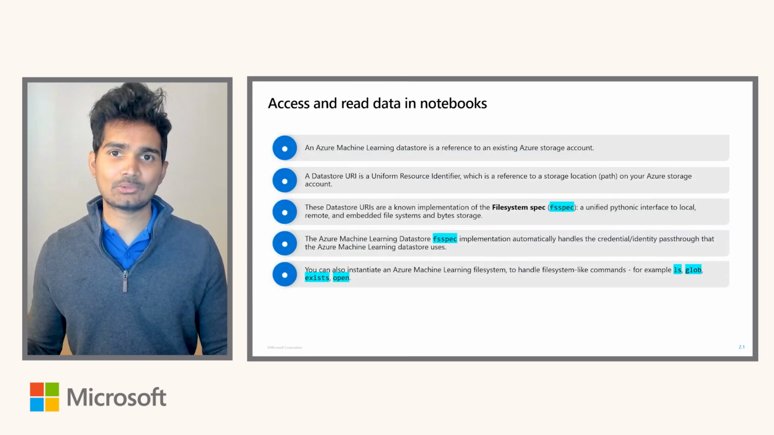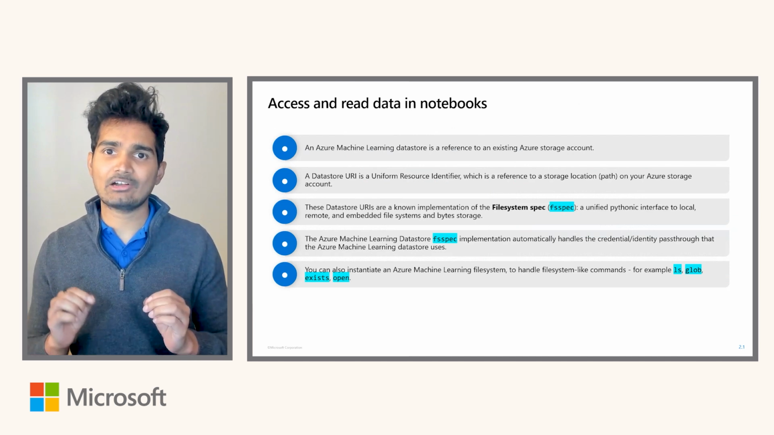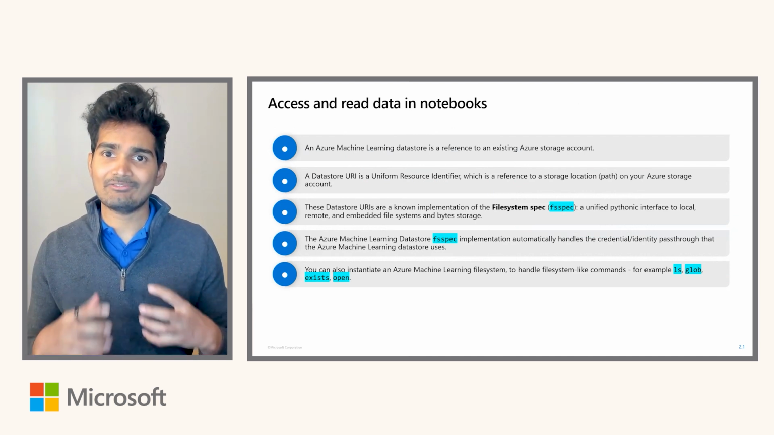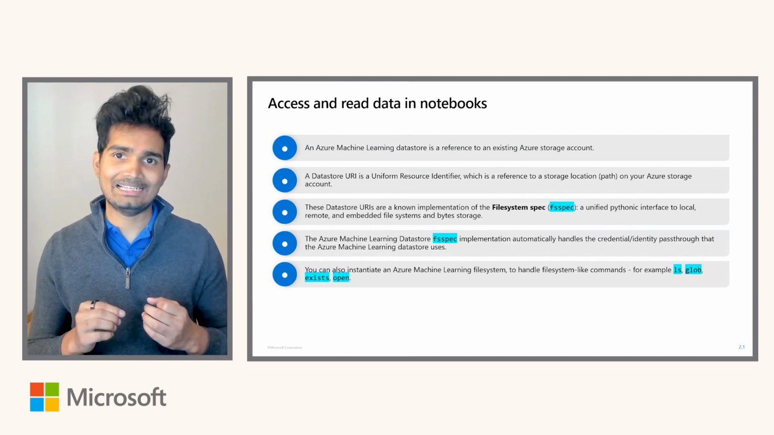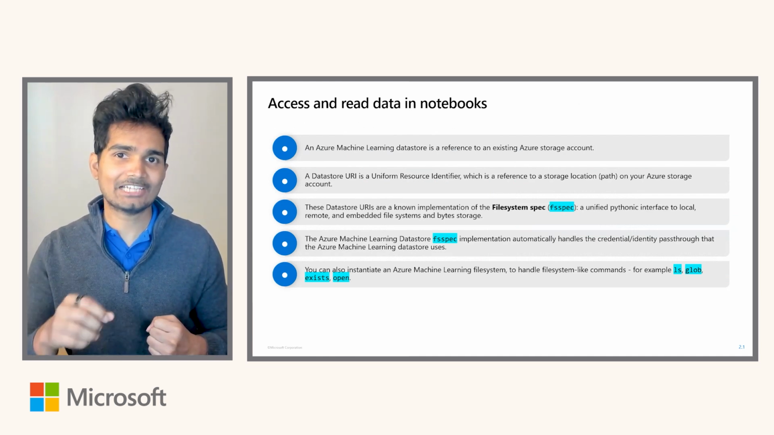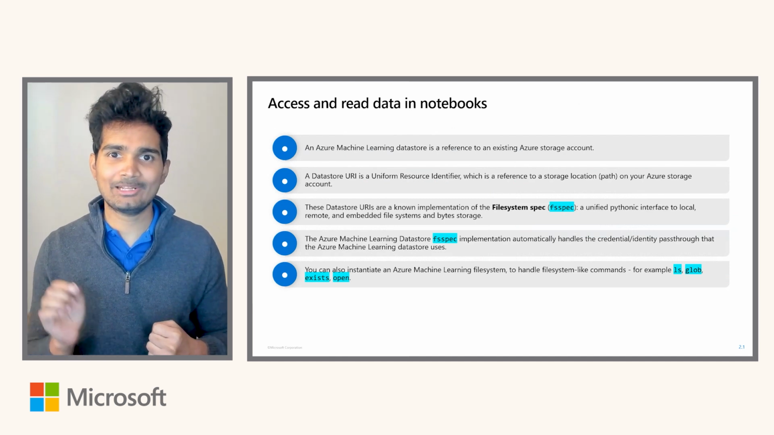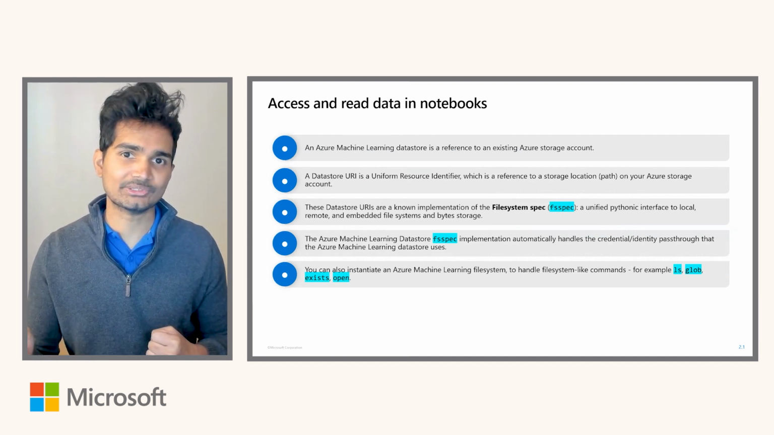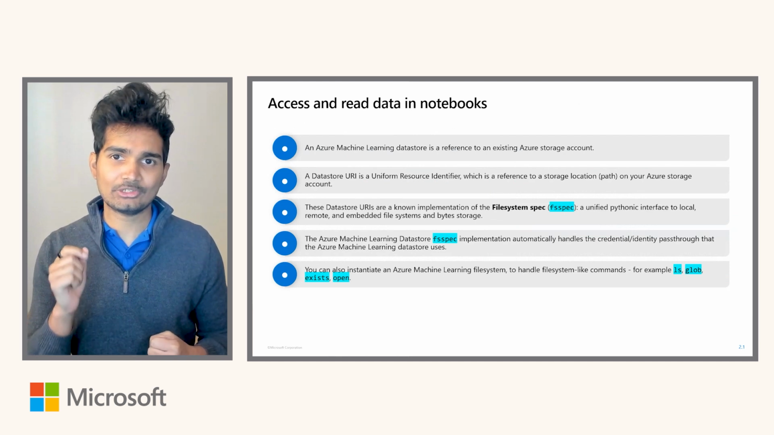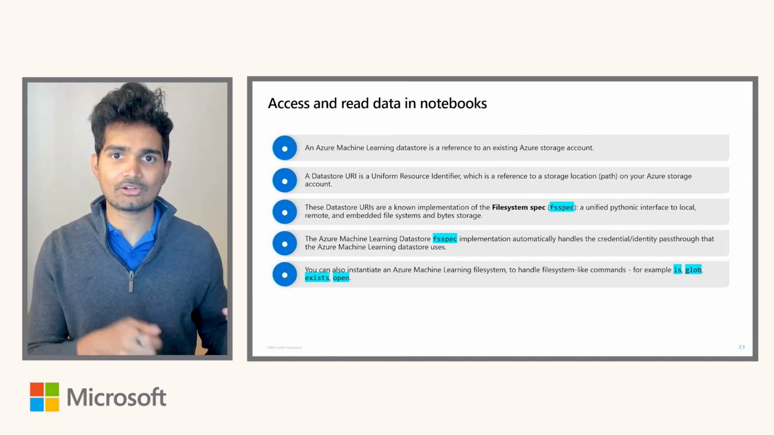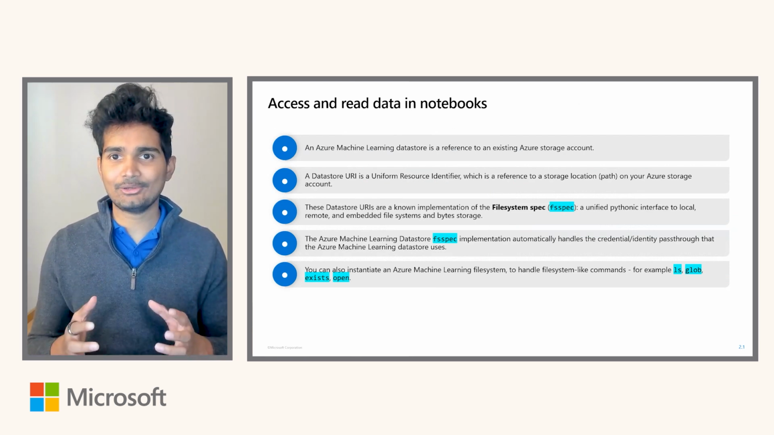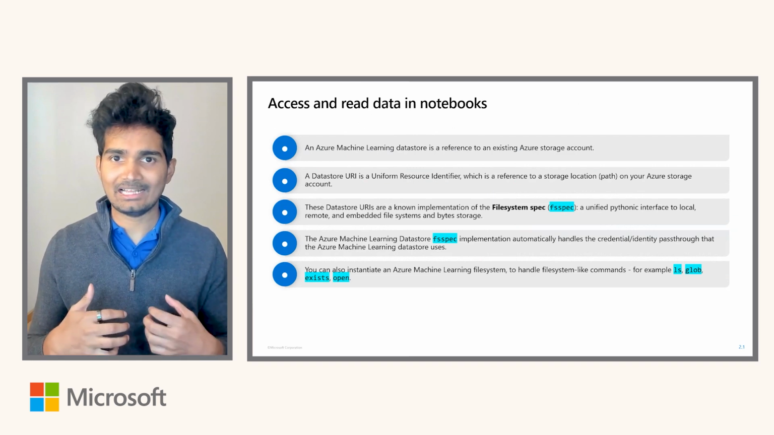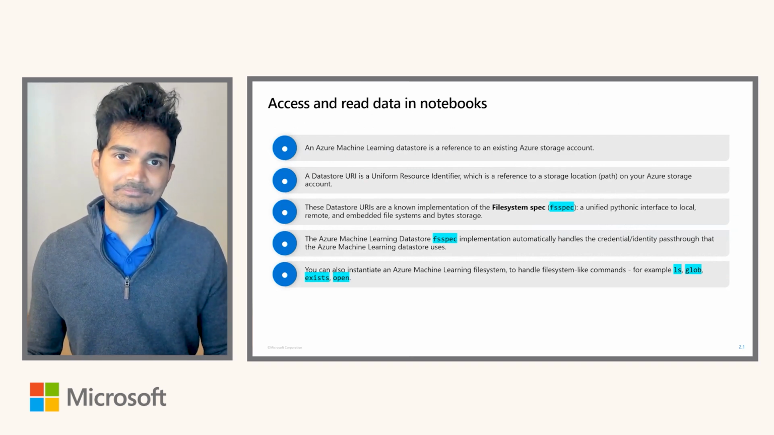Understand what data stores are and what they are a reference to. They reference existing Azure storage accounts. The URI is a reference to a path on Azure storage account. This now becomes an asset that you can reuse. Use the data store URIs to directly start reading data from a storage location, such as CSV files, etc. Once the data is loaded, you're able to read and start exploring your data.